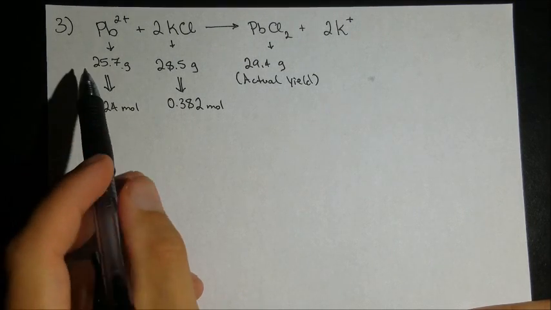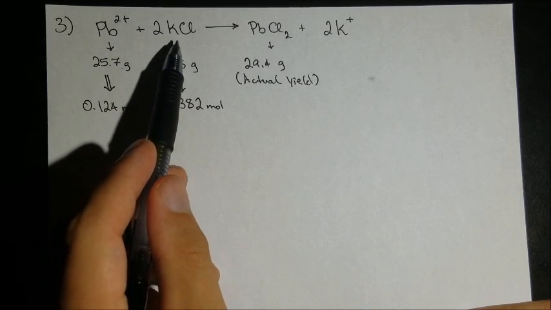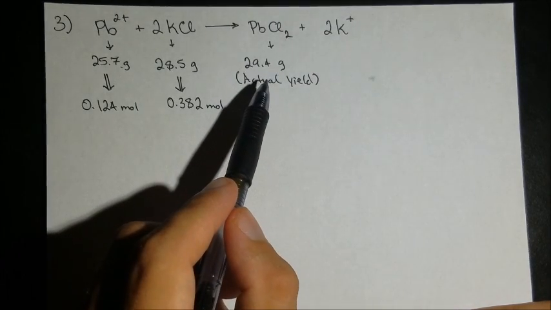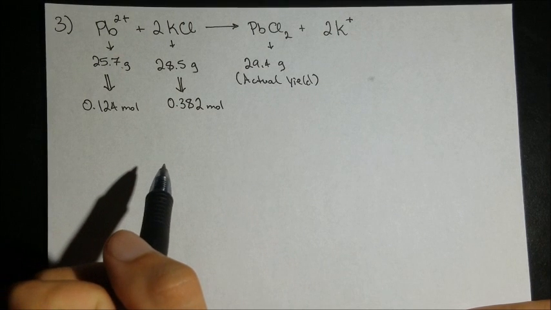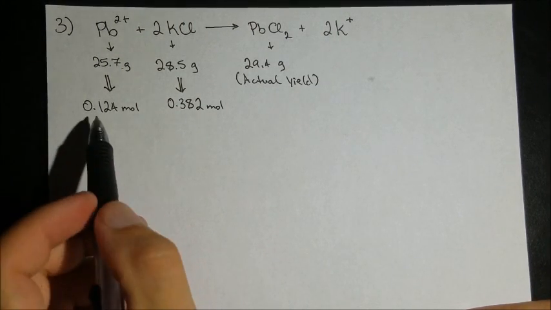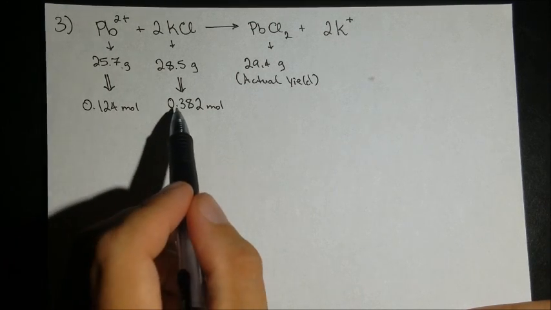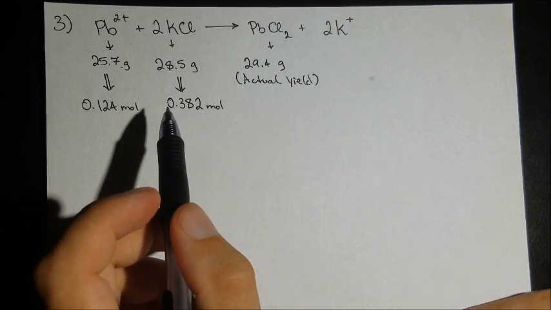So the problem gives us the number of grams of lead and the grams of potassium chloride that we have, and it also gives us the actual yield of lead 2 chloride that we produce. And the goal is to determine what the percent yield of this reaction is. So I went ahead and went to the periodic table and calculated the number of moles of lead and moles of potassium chloride that we have, just to save us some time.